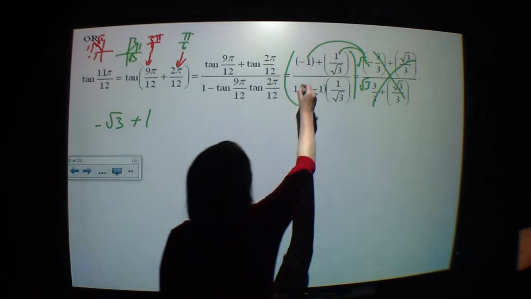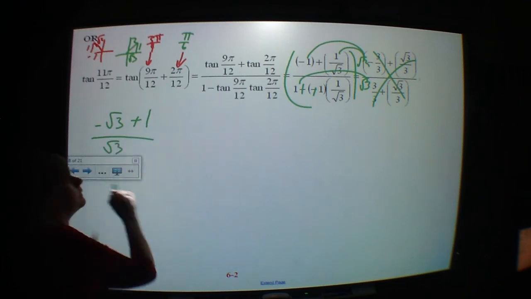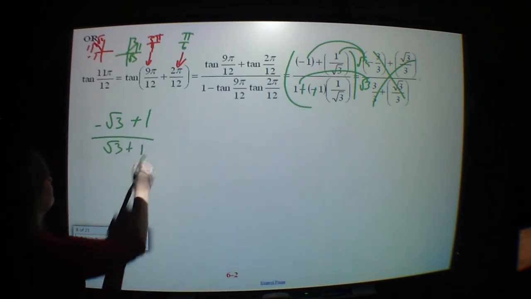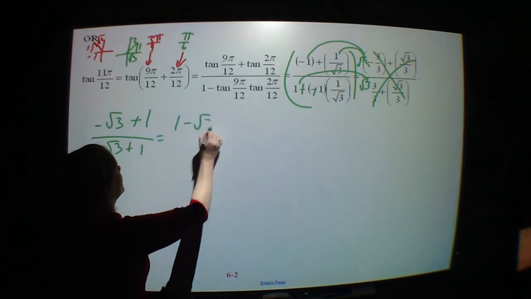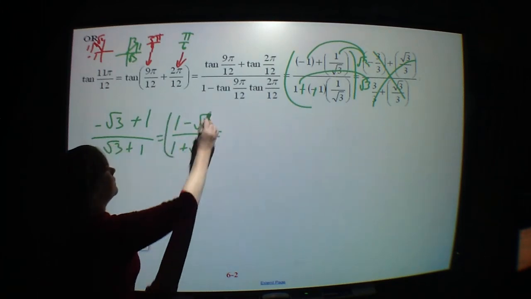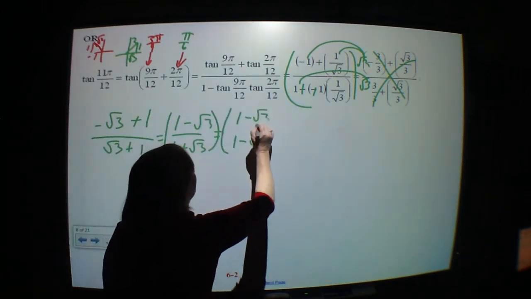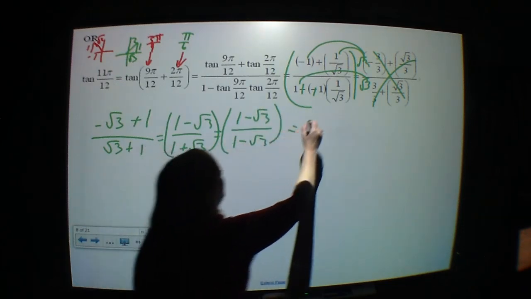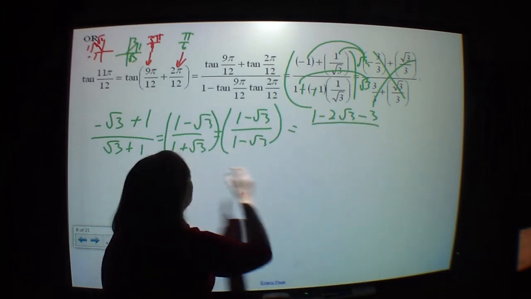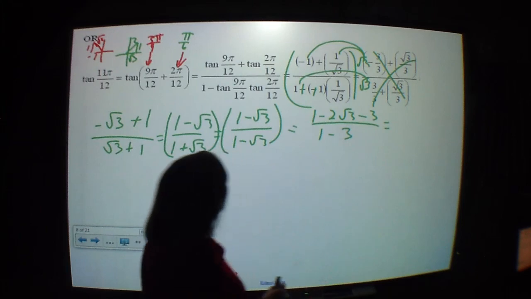And here I have radical 3 plus 1. Okay, so I have 1 minus radical 3 over 1 plus radical 3. And then, I would say, conjugate. And then I have 1 minus 2 radical 3 minus 3. On the bottom I have 1 minus 3.